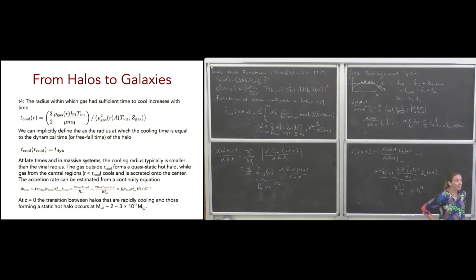Now, at late times in massive systems, above that group scale, the cooling radius is typically smaller than the virial radius. And that means that especially cluster systems will form a quasi-static hot halo. And the gas from the central region cools and is accreted onto the center. So at that point, one can estimate an accretion rate and relate that to the star formation rate, which primarily just depends on how our cooling radius moves outward. So this intimately depends on the cooling function.